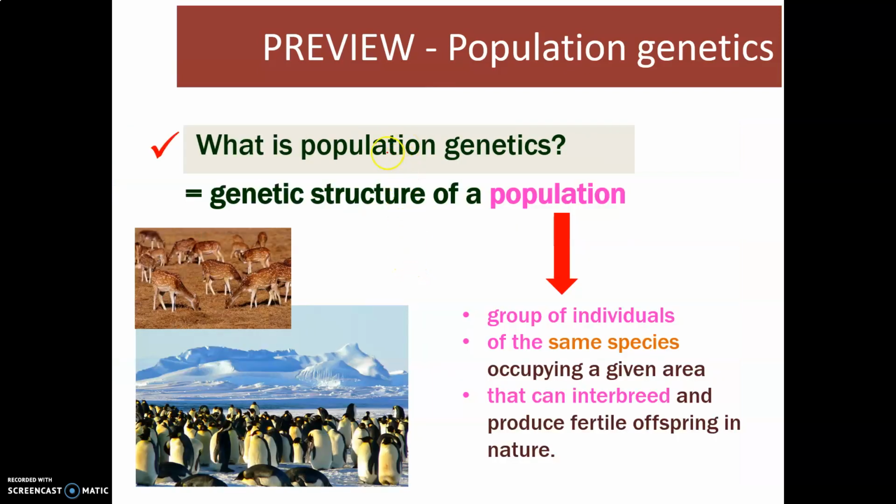Alright, first, what is population genetics? Dia adalah basically genetic structure of the population. Apa itu populasi? Populasi adalah group of individuals of the same species. Itu adalah yang paling penting. Group of individuals of the same species in a given area that can interbreed and produce fertile offspring in nature. Dia adalah satu individu yang duduk dalam satu ruang, satu spesies yang sama pada satu ruang, boleh mengawan dan menghasilkan anak yang subur. Itu adalah dia punya bahasa kasarnya lah.